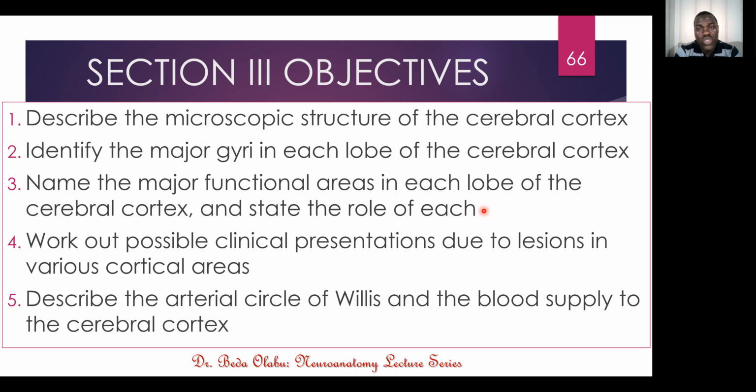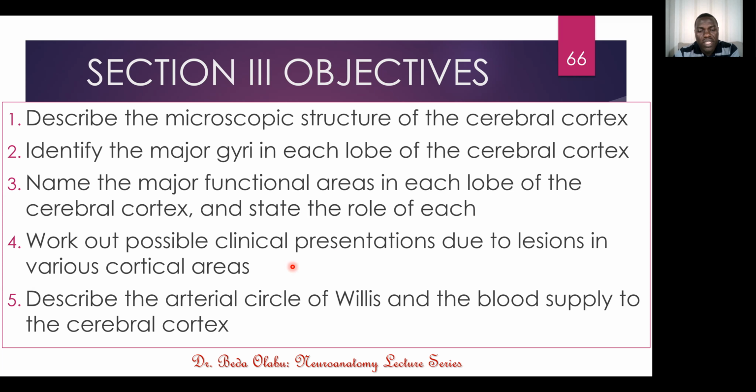There are about 52 cortical regions. We'll just highlight the key ones. And that's why I'm using the term major functional areas. So I'll not bore you with taking you through all the 52 regions. It is not within your scope, but at least we'll highlight the functional regions which are important for you to know, the ones that will also help you to make a diagnosis on a patient.